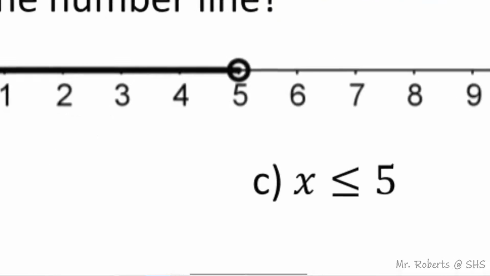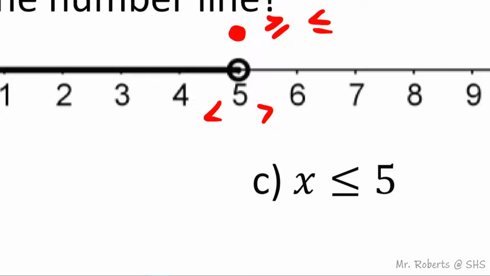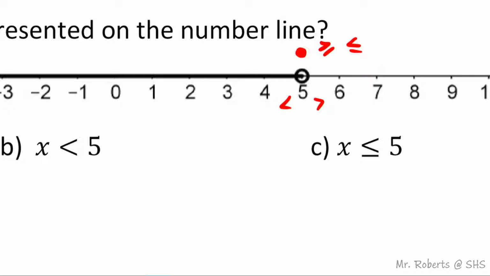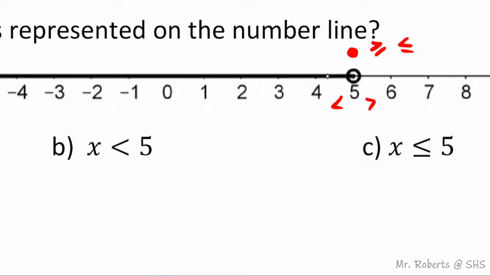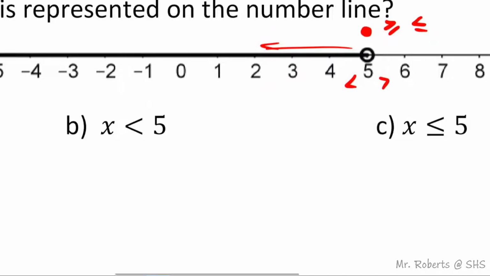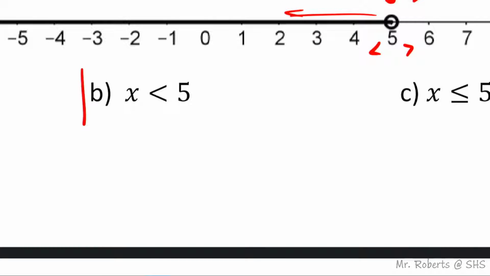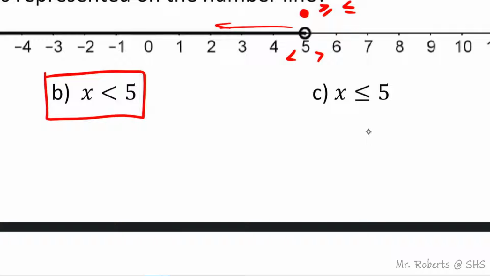I can see that this is an open boundary point, right? It's not shaded in. If it was shaded in, I would be using either the greater than or equal to or the less than or equal to symbol. But because I'm using this, it's either less than or greater than. And in this case, this is less than, right? All of my x's are smaller than that boundary. So this is my choice, B, which is x's are less than 5. And if it was a filled in dot, it would be this one, x's are less than or equal to 5.